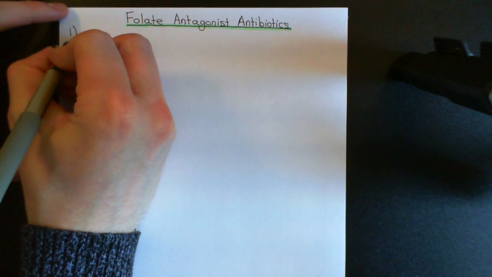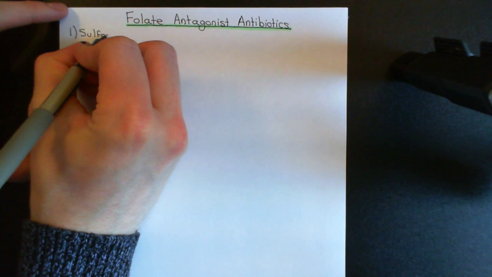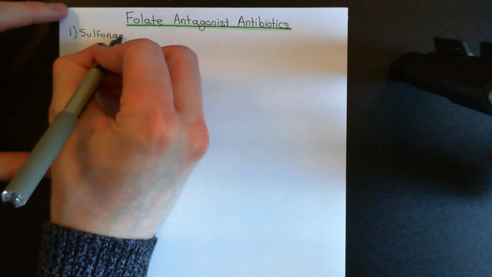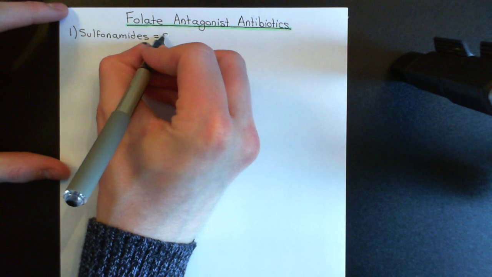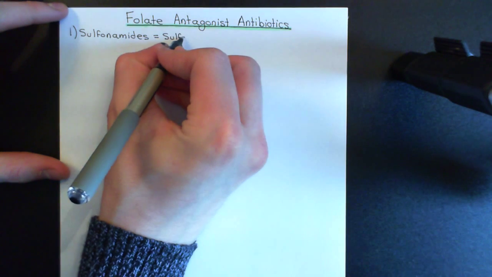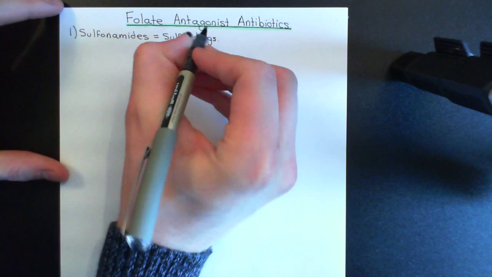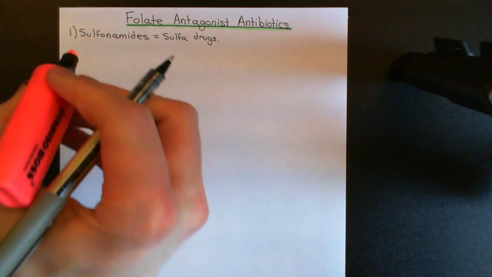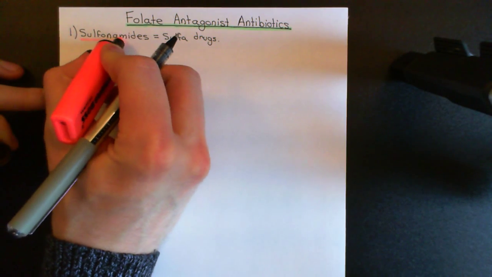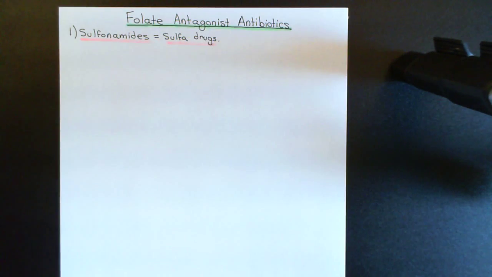So class number 1 is a large class of antibiotics known as the sulfonamide antibiotics. The sulphonamides, also known as the sulfur drugs, and we'll discuss these ones first. There's a large class of the sulfonamides which are used or were used as antibiotic chemotherapy agents. We'll discuss those and how they work. They are folate antagonist antibiotics.